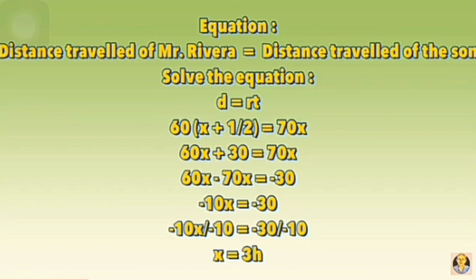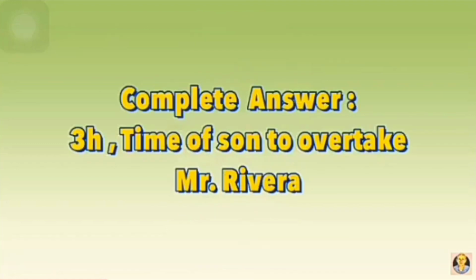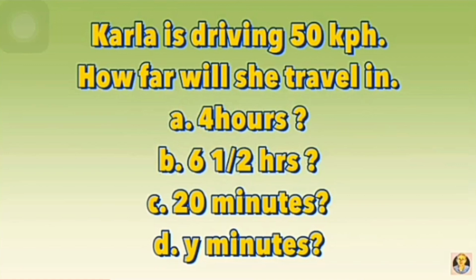And now next is to simplify. 60x minus 70x equals negative 10x equals negative 30. Okay, we're going to divide both sides by negative 10, and our x now is negative 10x divided by negative 10 equals x equals negative 30 divided by negative 10 equals 3. So therefore, the time traveled by the son is 3 hours. Our complete answer, 3 hours is the time for the son to overtake Mr. Rivera.